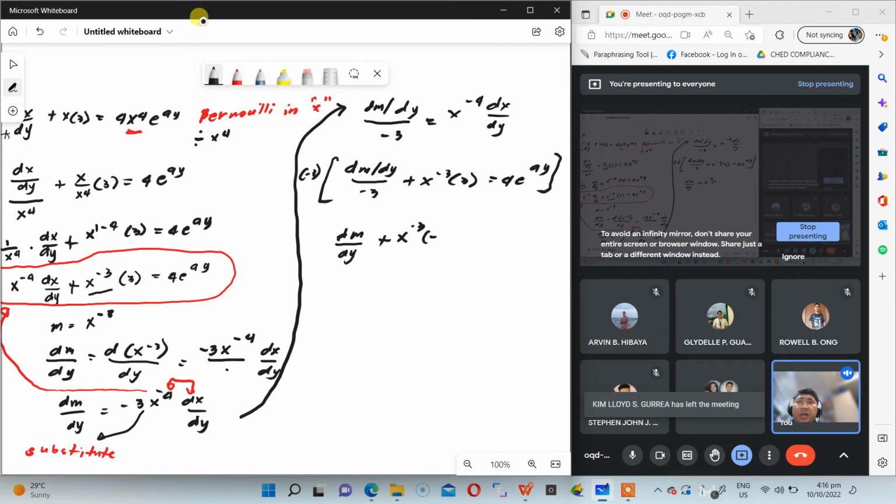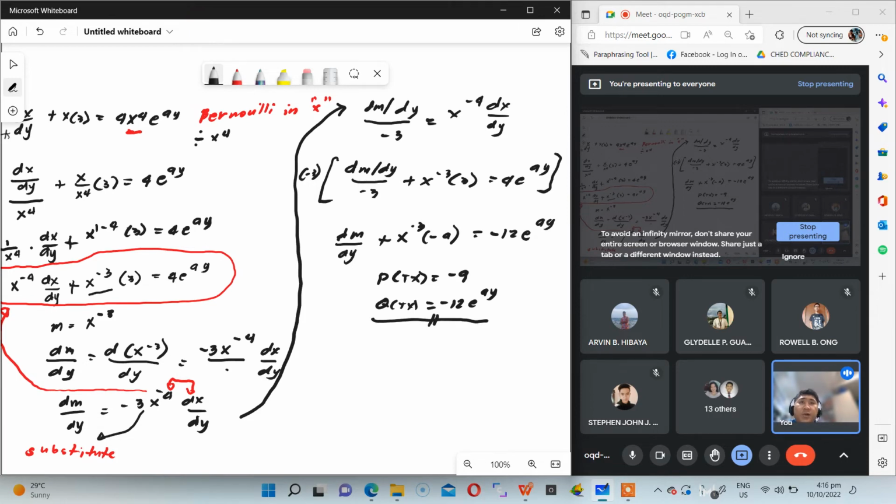So it becomes negative 3 times 3, that is negative 9, equals negative 3 times 4, that is negative 12, e raised to the power of 9y. So from there, you could get your function p of x, which is equal to negative 9, while your q of x will equal negative 12 e raised to the power of 9y. So from here, since we already have p of x, we could solve for it.